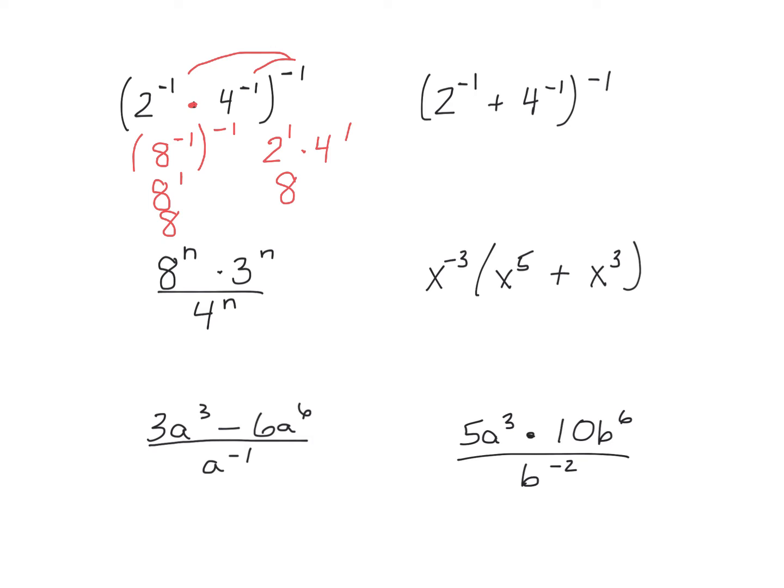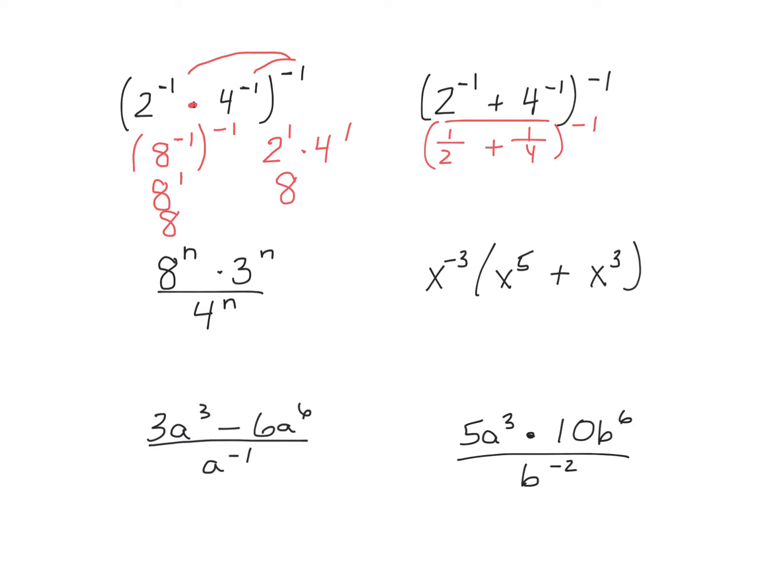This next example, this is one you've got to be careful of because we have a sum. We are adding on the inside. So remember, we don't have the power of a sum. So I've got to work with this quantity on the inside. I do know 2 to the negative 1 is 1/2. 4 to the negative 1 is 1/4.